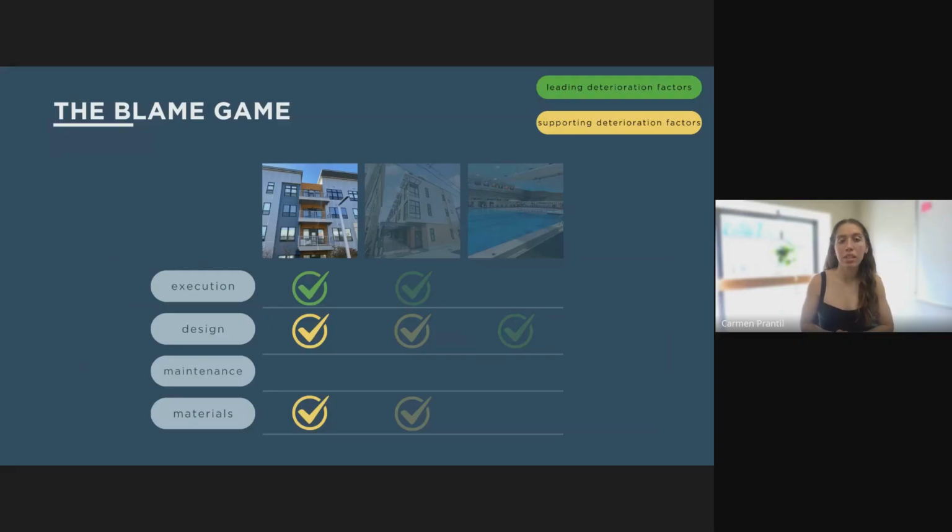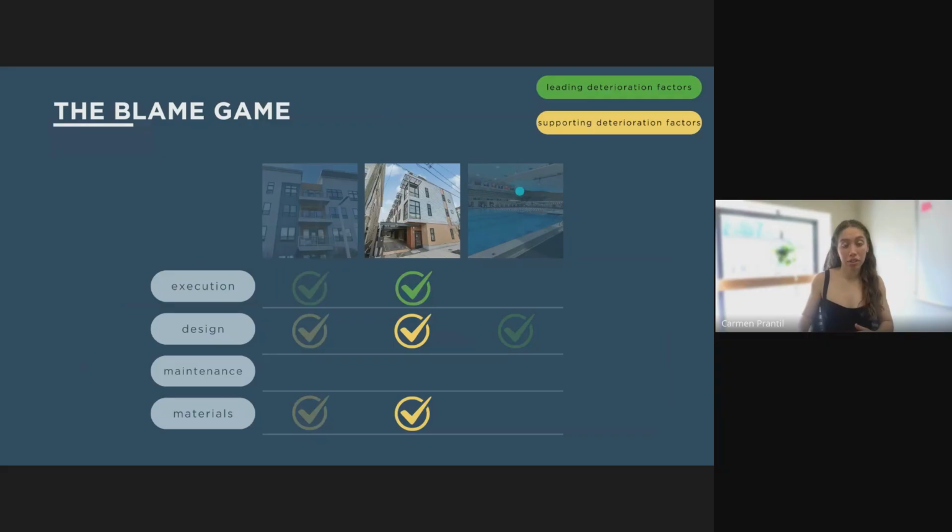For the Marina Apartments, the leading factor for what caused this deterioration is the execution. But there are also supporting factors of design and materials. And when I say materials, I'm not specifically talking about material failure so much as the materials that were chosen. Had other ones been selected, again, maybe it would have extended their runway. So for instance, in the Marina Apartments, the OSB in and of itself was not the leading cause, but choosing OSB over something like plywood potentially supported the deterioration rate that we were seeing.